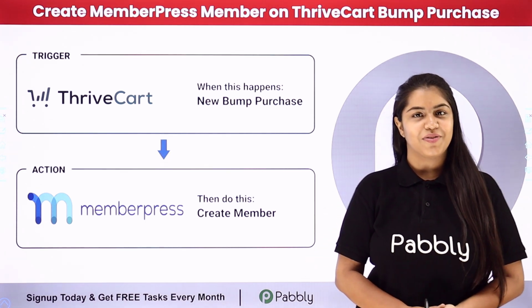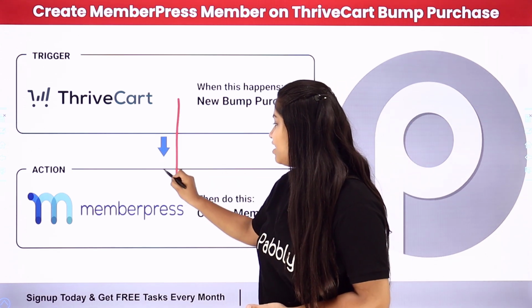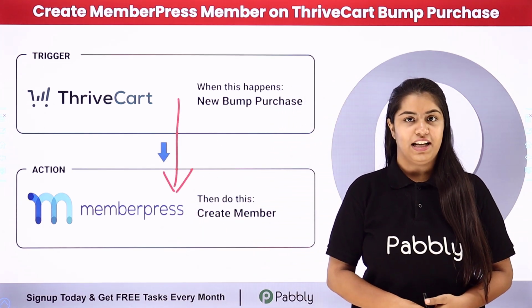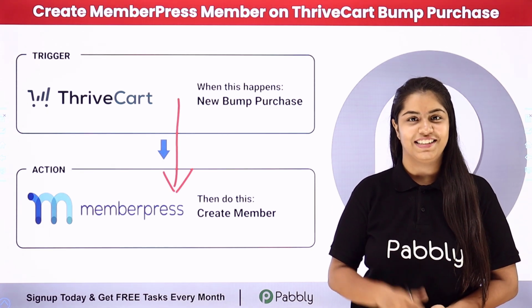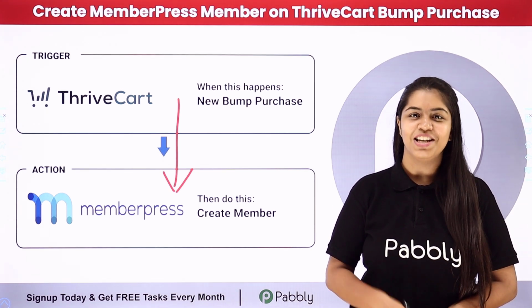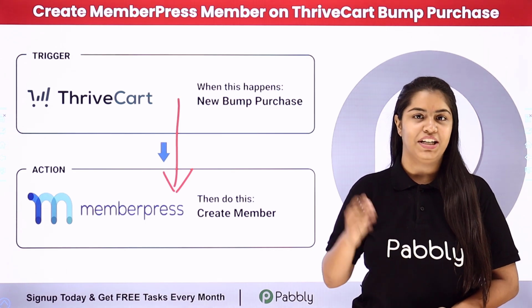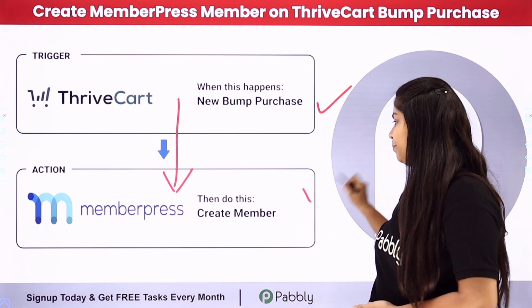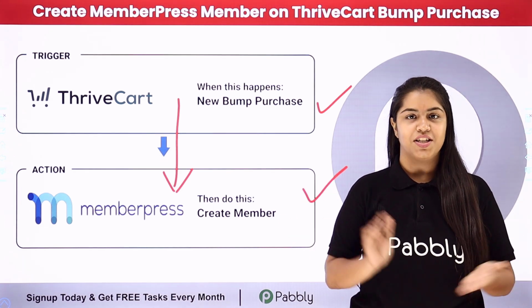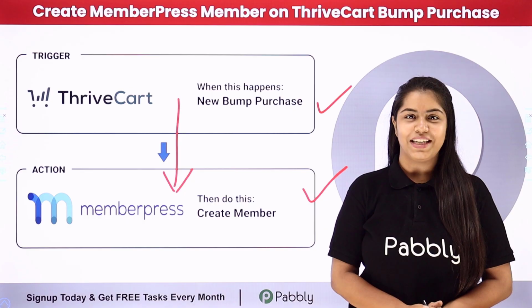To do this, we are going to create a connection between ThriveCart and MemberPress. To create this connection without knowing any programming or coding language, we are going to use Pabbly Connect. It is an amazing automation software. In Pabbly, we have the concept of trigger and action. For trigger, we are going to use ThriveCart, and for action, we are using MemberPress. So if you also wish to learn this process step by step, follow me through the screen.